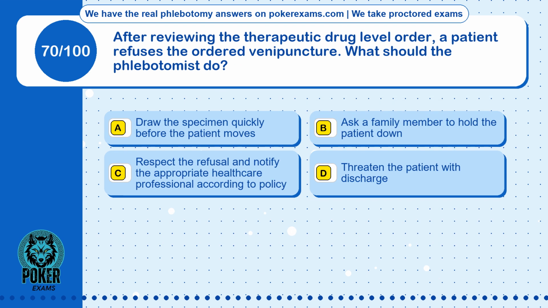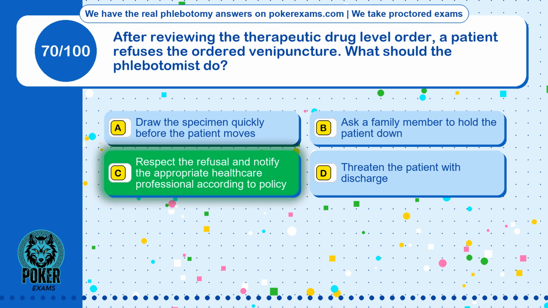Question 70. After reviewing the therapeutic drug level order, a patient refuses the ordered venipuncture. What should the phlebotomist do? Option A, draw the specimen quickly before the patient moves. Option B, ask a family member to hold the patient down. Option C, respect the refusal and notify the appropriate healthcare professional according to policy. Option D, threaten the patient with discharge. The correct answer is option C. Respect the refusal and notify the appropriate healthcare professional according to policy.